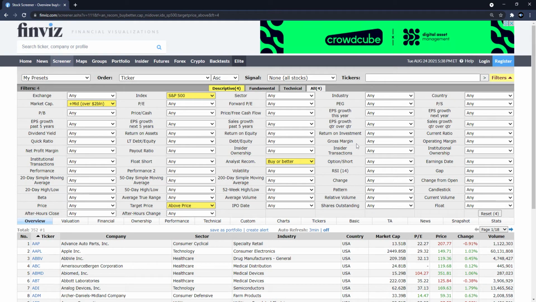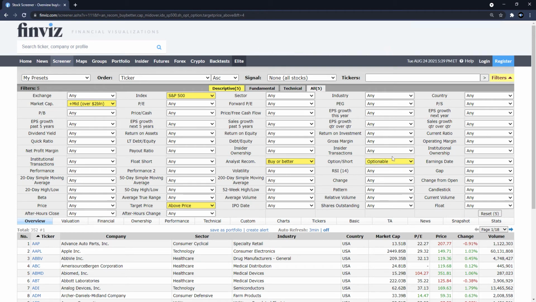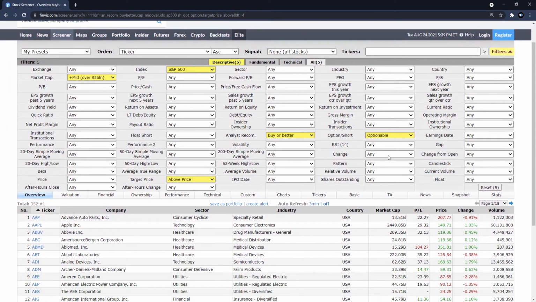On this column right here, what we are going to be filling out is the option/short, and this is optionable. If you want to trade options or something like that, but I sometimes leave it as any. You can go on optionable, shortable, or I don't know. I always put it on any, just like there. Or let's just go with optionable, so you can play all option trades right there.